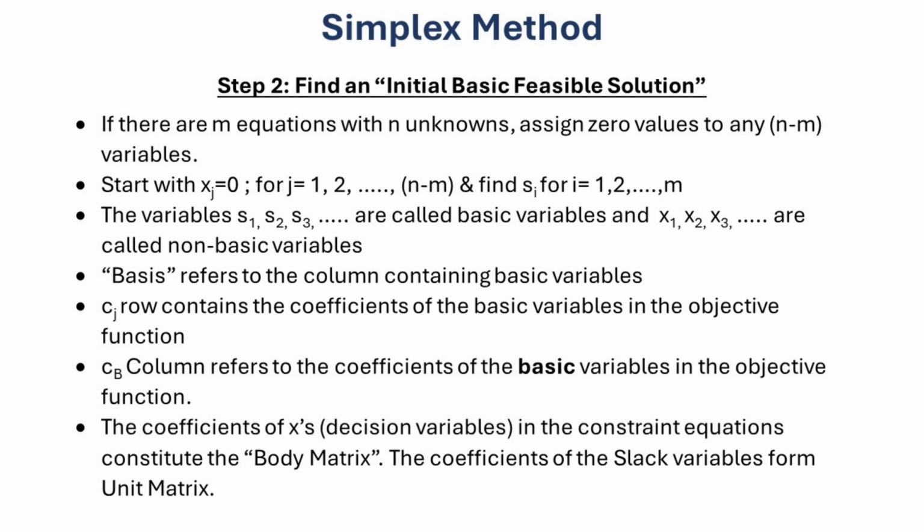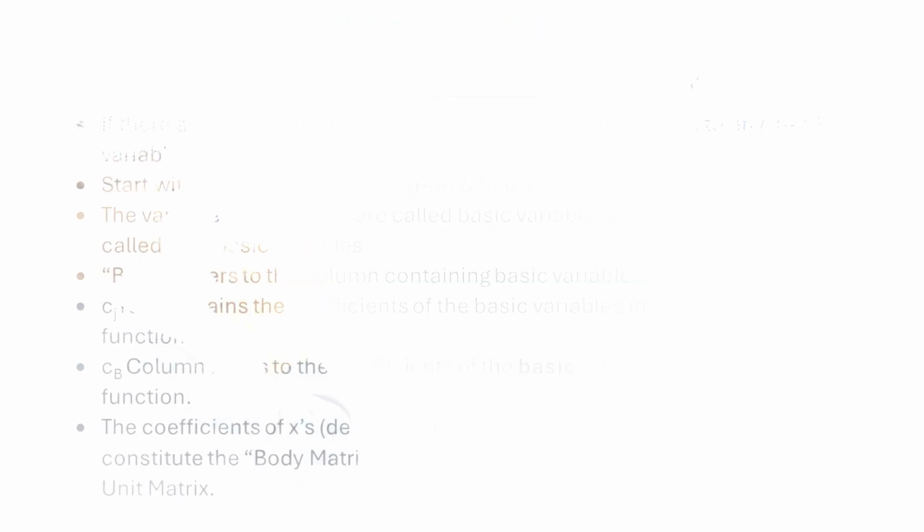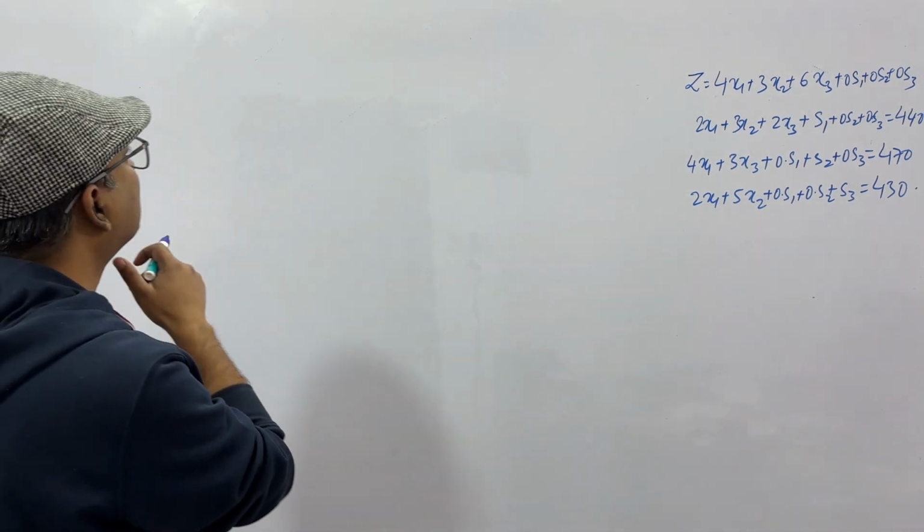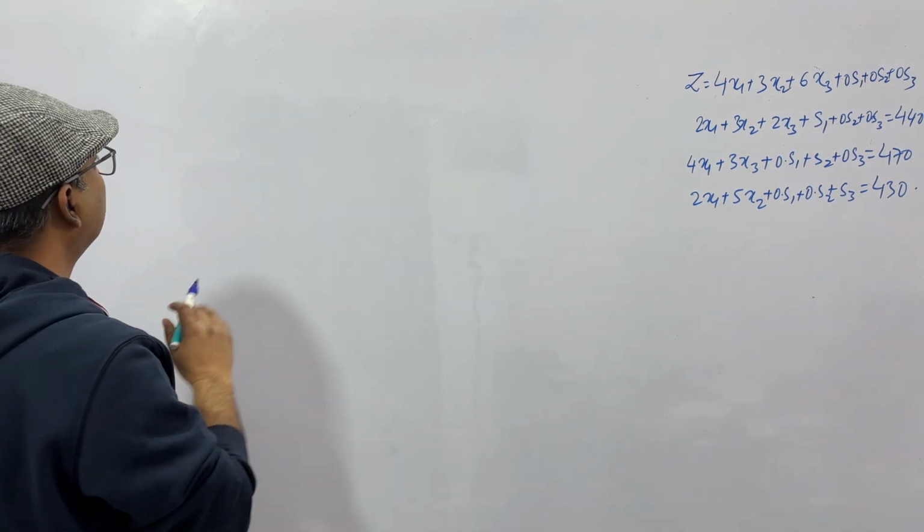Okay, so we'll now create a table where the first column is CB. What is CB? CB column refers to the coefficients of the basic variables in the objective function. Then is CJ. CJ row denotes the coefficients of the variable in the objective function. Basis refers to the basic variables. For example, we have taken S1, S2, S3 as basic variables, so they'll be written in that column. Okay, so let's start with that table. I have written that expression to this side in a reduced form so that we'll use the terms whenever we need.